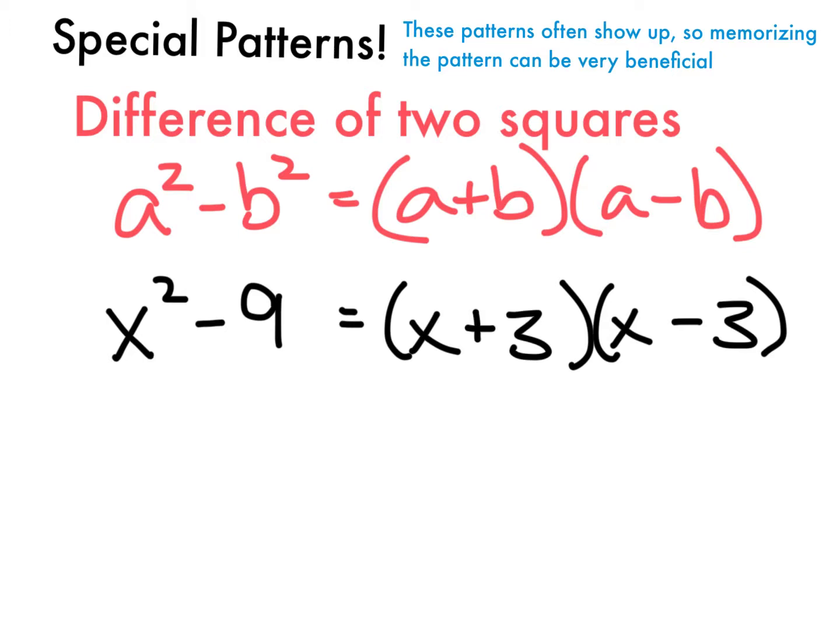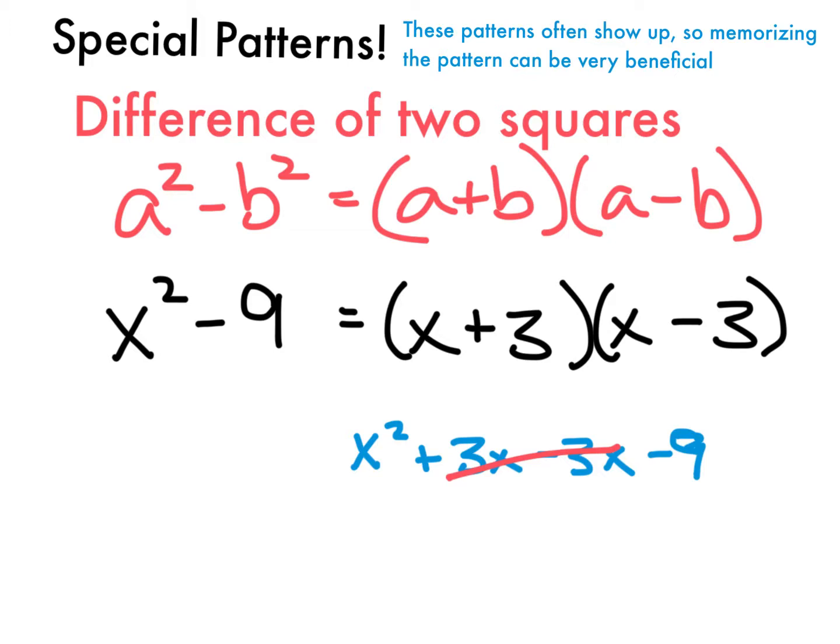Now, you might want to say, okay, why does this work? If you FOIL this out, you'd have x squared plus 3x, and then you'd have a minus 3x, and then 3 times negative 3 is negative 9. So whenever you have 1 plus and 1 minus, these two middle terms cancel each other out. And that's why we have just the x squared minus 9.